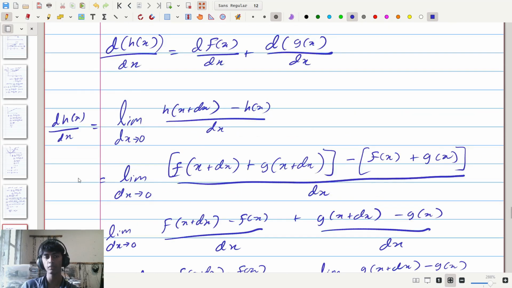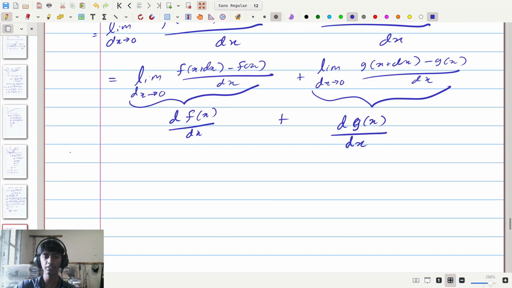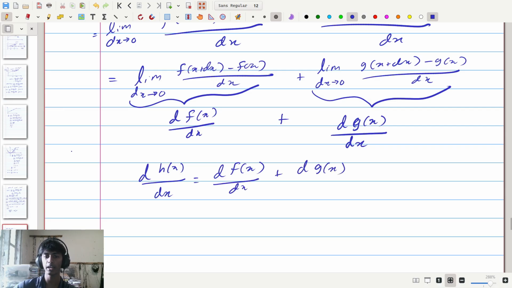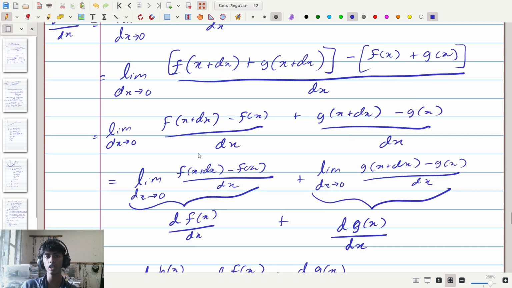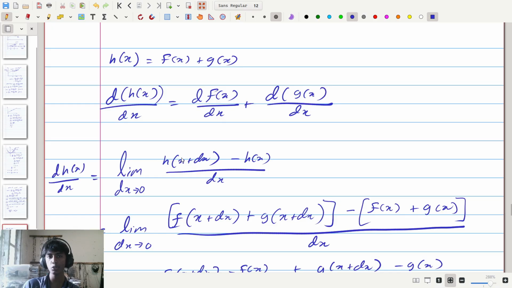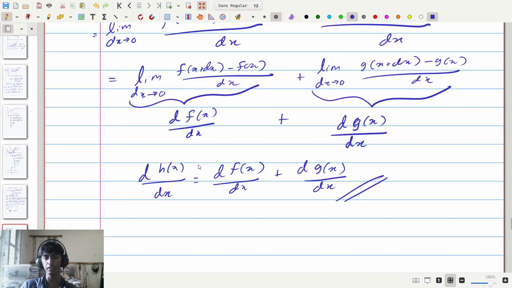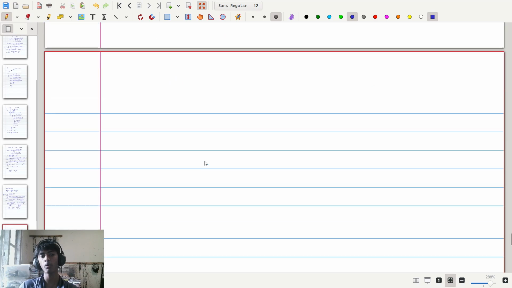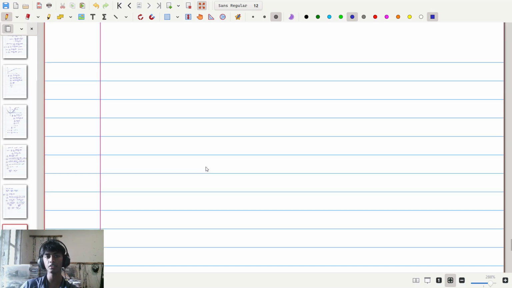Therefore, we can see from the left hand side being equal to the right hand side that d of h of x divided by dx is equal to the derivative of the first function f of x by dx plus the derivative of the second function g of x by dx. So there we can see that if you have a sum of two functions and you take the derivative, it is the same as taking the derivative of each individual function and then summing them together. There's one more law we're going to apply, and that is the constant multiplication.